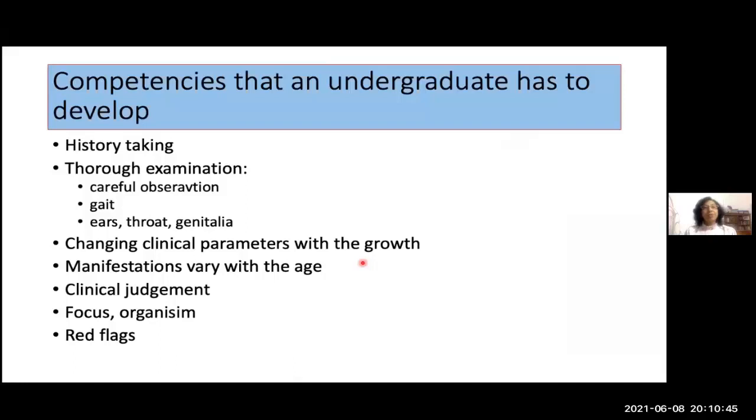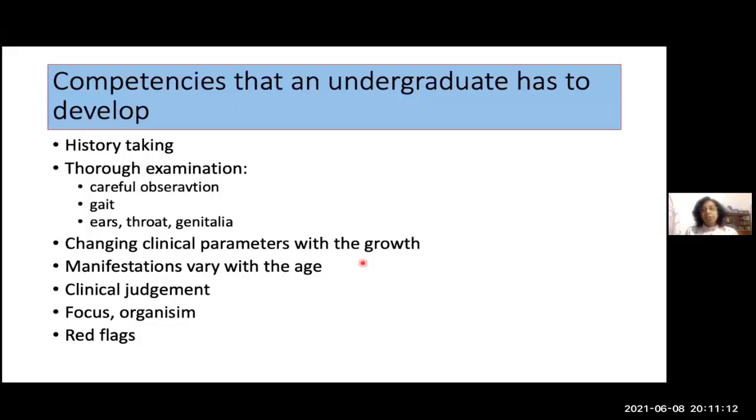Therefore, it's important for you to develop the competencies during your undergraduate period itself to get a very good history. History taking is very important in pediatrics, starting from the symptoms and the progression of each and every symptom. The evolution of illness is very important to find out, and then coupled by a thorough examination.